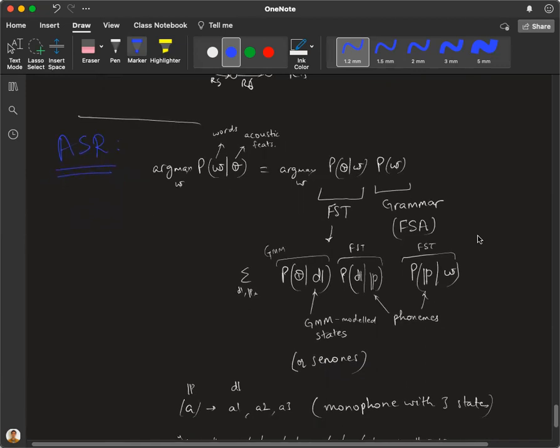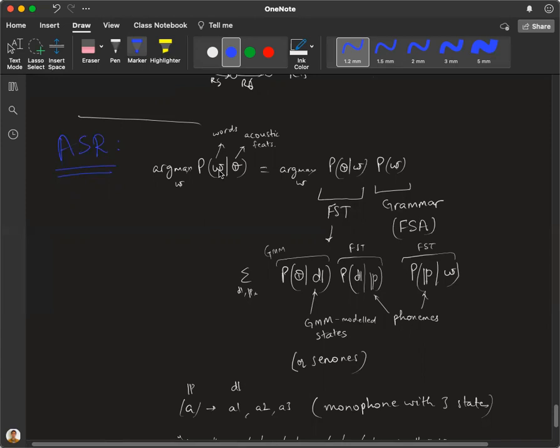In automatic speech recognition, this is the problem. We are given acoustic features, let's say MFCC features for the sake of understanding, but it could be any acoustic features. And then you ultimately want to obtain a sequence of words or maybe sentences as your output. Let's say one sentence is the output. Now, how do we reach that level?